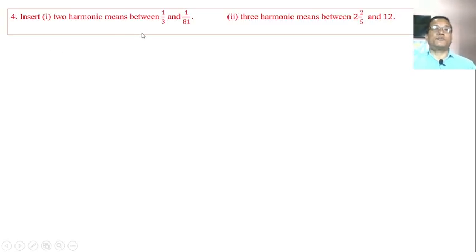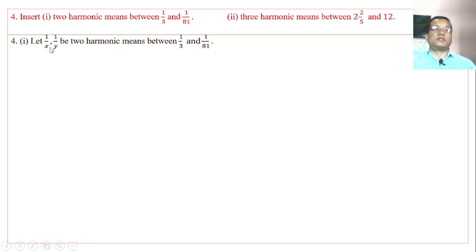Insert two harmonic means between these two numbers. Let 1 by x, 1 by y be two harmonic means between these two numbers. Then the reciprocals are in the corresponding AP, so this must be 3 terms and these are the harmonic means.